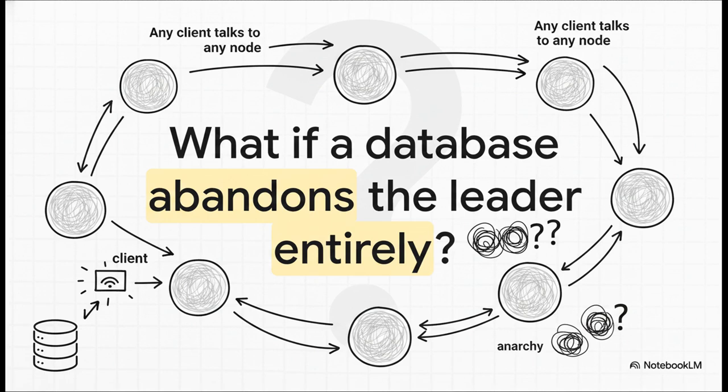It kind of sounds like a recipe for total anarchy, right? I mean, if there's no central authority coordinating things, how do the nodes agree on what just happened? What happens if a server crashes right in the middle of a write operation? Or worse, what if two clients try to update the exact same record at the exact same millisecond on completely opposite sides of the cluster? How do you prevent your carefully structured data from turning into just a conflicting, contradictory mess?